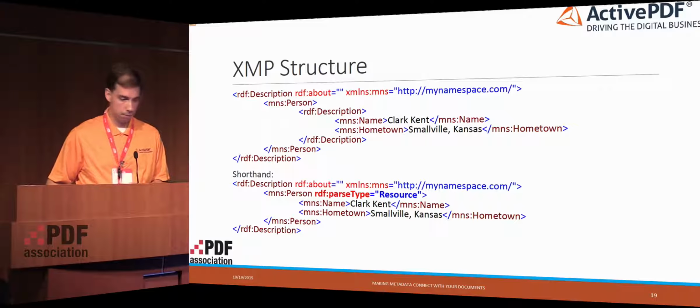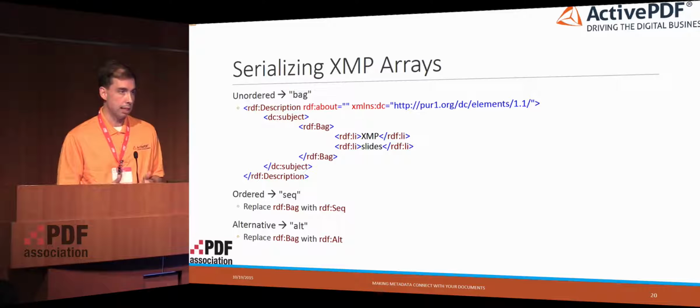Arrays. These are going to be pretty much the same across all of the array types. Unordered, also known as bag, is going to just show up as RDF bag, and then inside you have RDF li, which is list item, and you just list the values in there. Sequential, the only difference between sequential and unordered is going to be RDF bag. You're going to replace it with RDF seq for sequential. Same thing for alternative, just RDF alt instead of RDF bag. Now a couple examples of those two types of arrays are on the next slide, so let's take a look at those.